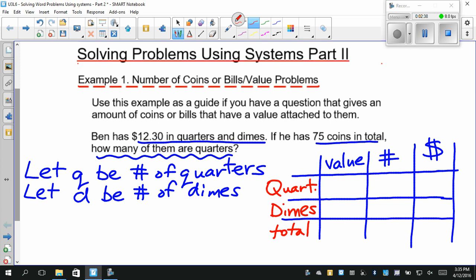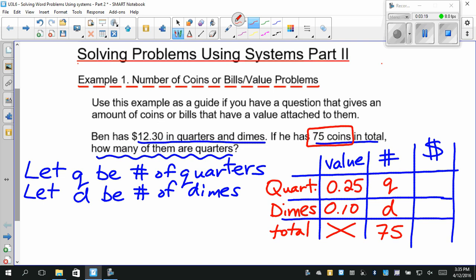Now, the value of each quarter is 25 cents, so 0.25. The value of each dime is 10 cents. We don't deal with the total value here. The number of coins we have, this is where our let statements come in. So we're using Q to represent the number of quarters, and D represents the number of dimes. And we know that there are 75 coins in total, so we'll put the 75 there.